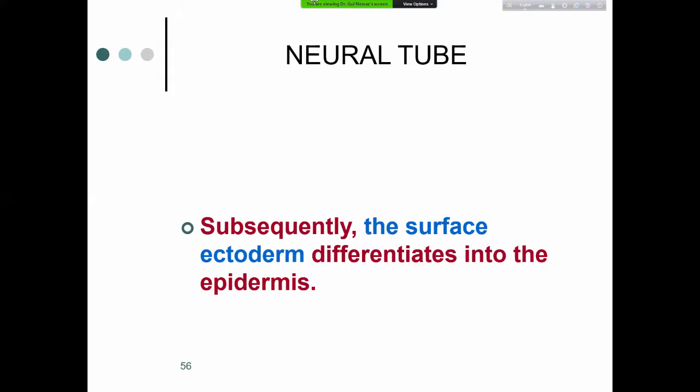Subsequently, the surface ectoderm differentiates into the epidermis. So the surface ectoderm will give rise to the epidermis, because our skin has two layers, epidermis and dermis. And the epidermis comes from the surface ectoderm.